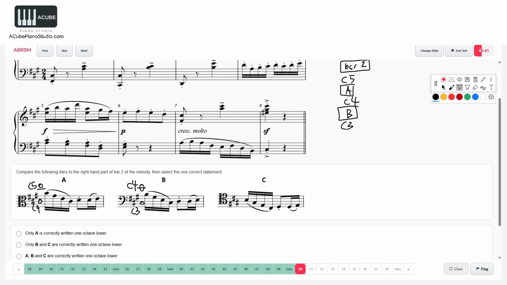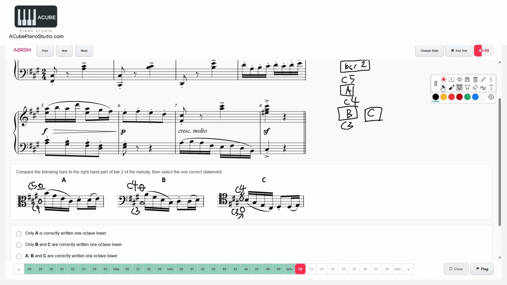Next, this is middle C for tenor clef, and this is C3 for tenor clef, and this note here is in between C4 and C3, so this is option C here. So based on this, I know that B and C are on the same pitch. A is 1 octave higher than B and C, and bar 2 is 2 octaves higher than B and C, or just 1 octave higher than option A.